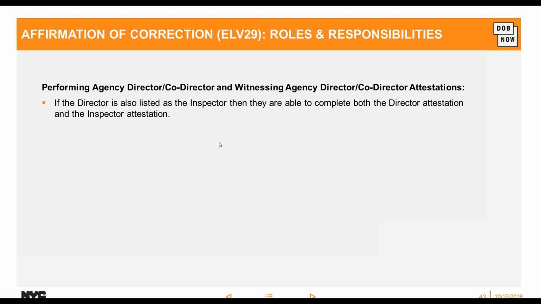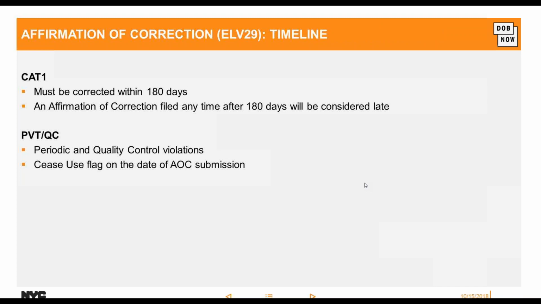Again, performing agency director, co-director, witnessing agency director or co-director. If the director is also listed as the inspector, then they are able to complete both the director attestation and the inspector attestation. Affirmation of correction must be corrected within 180 days. TBT and QC, periodic and quality control violations, cease use flags on the date of the AOC submission.